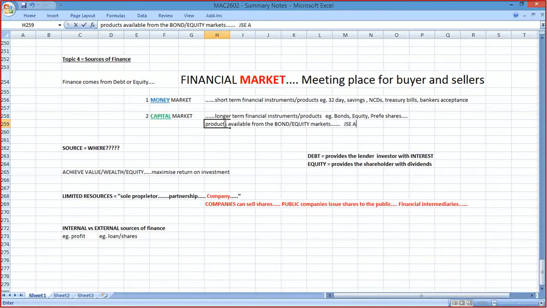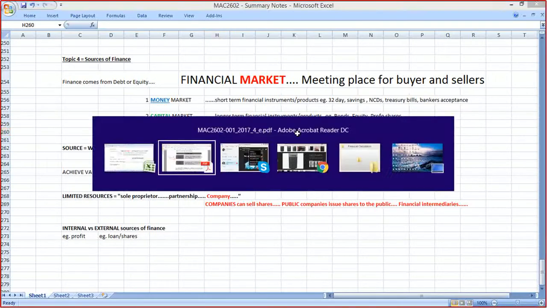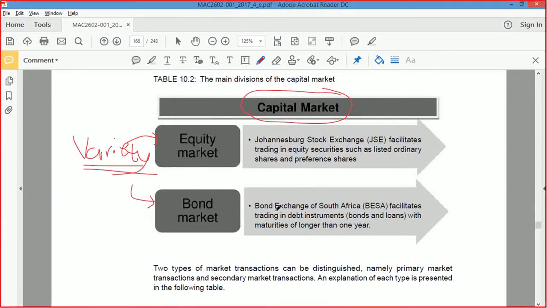So the JSE All Share, that will be equity. Or the bond exchange, where you'd buy bonds. You'd buy debt. A bond is a form of a loan. That's what you've got there. You have the bond exchange in South Africa, and you've got the JSE, the Johannesburg Stock Exchange. The one is selling stocks, and the one is selling bonds.